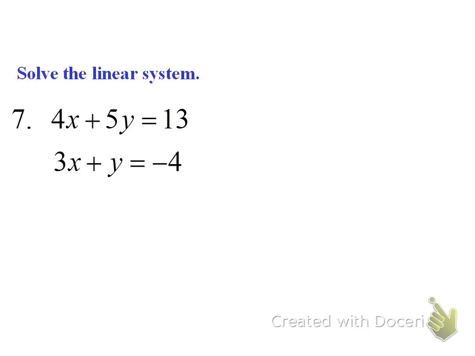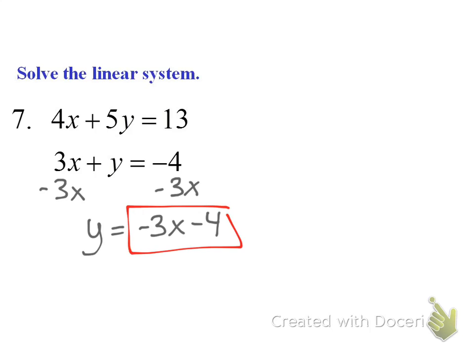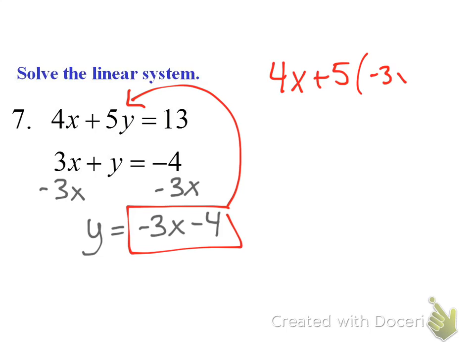All right, how do you guys want to start number 7? Get the y by itself in the bottom. Good. So I'm going to subtract 3x from both sides. I get y equals negative 3x minus 4. Plug this in for the y in the top. So I get 4x plus 5 times negative 3x minus 4 equals 13.